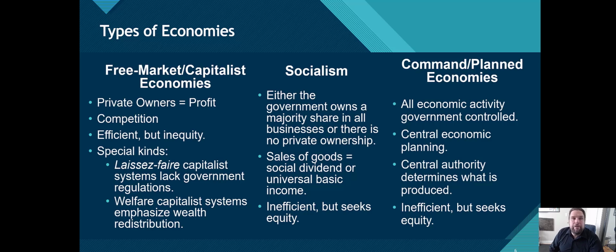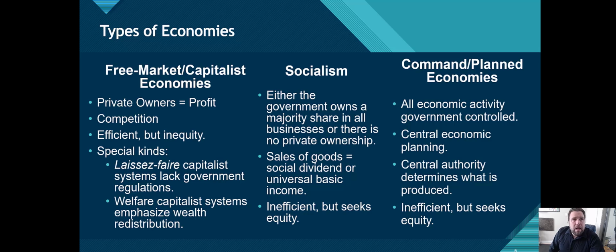Then there are also welfare capitalist systems that really emphasize wealth redistribution, and very famously, some of the Nordic European countries tend to have these welfare capitalist systems where there is an extensive amount of redistribution of wealth from the wealthier individuals and placed into the hands of individuals with less wealth.